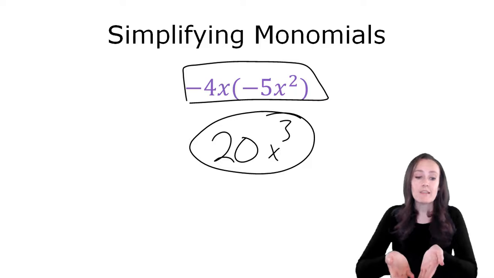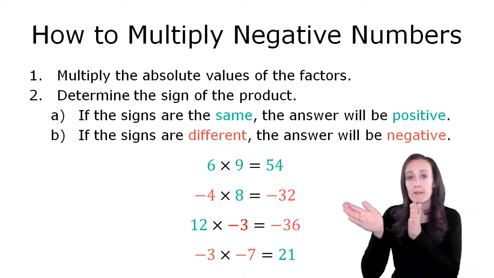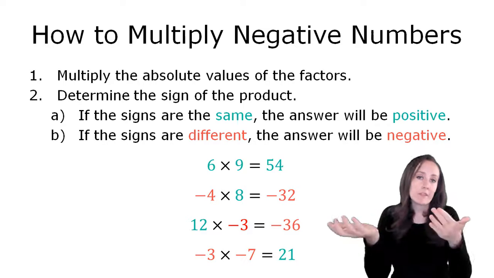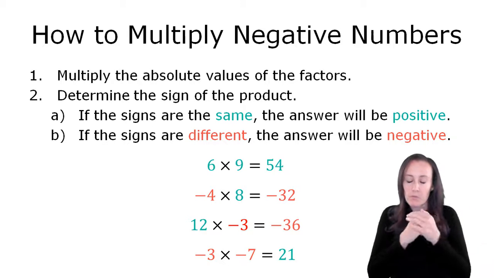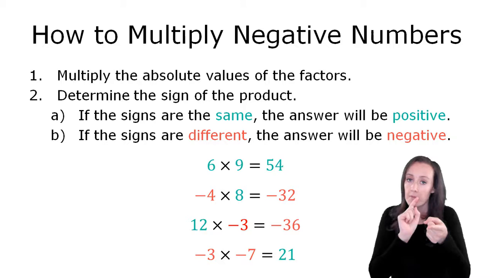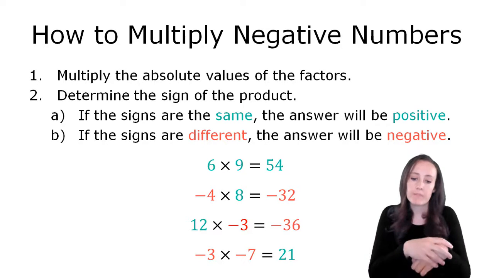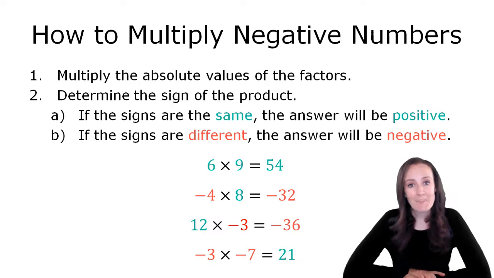But basically the idea is that whenever you have a negative times a negative, it equals a positive. And obviously a positive times a positive also equals positive. But if you have opposite signs, like a negative times a positive, then the answer will be negative. And that's how you multiply negative numbers.